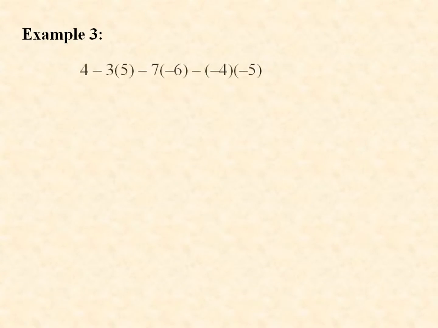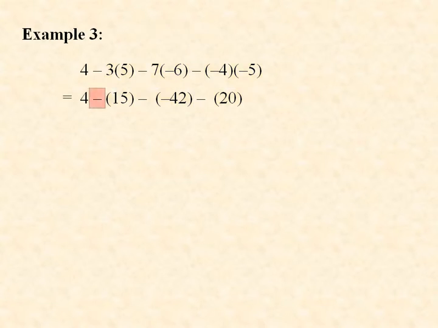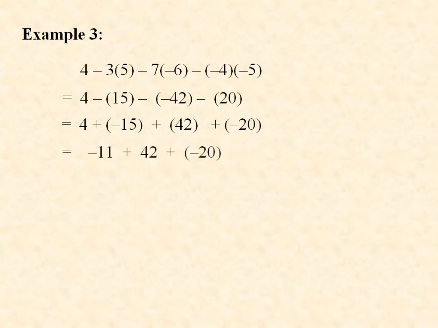One last example. 4 minus 3 times 5 minus 7 times negative 6 minus negative 4 times negative 5. Again, we will work out the multiplication parts of the problem before we change it to an addition problem. That's 4 minus 15 minus negative 42 minus 20. Now we will change the subtraction to addition. We get 4 plus negative 15 plus positive 42 plus negative 20. We work it out from left to right. And we end up with 11.